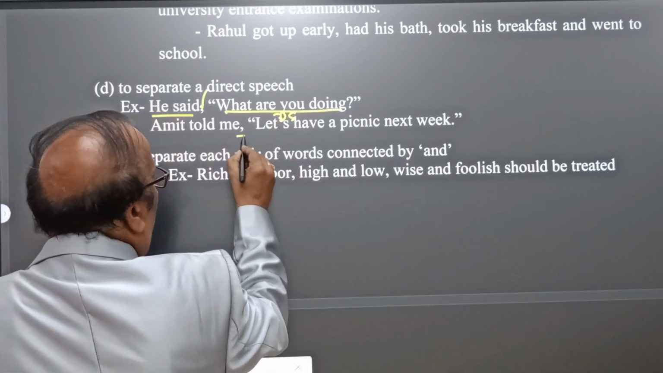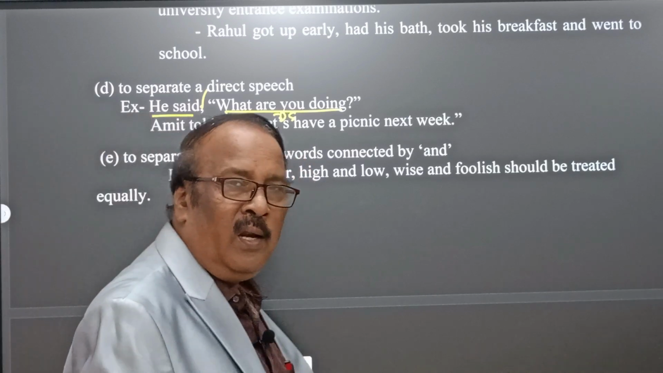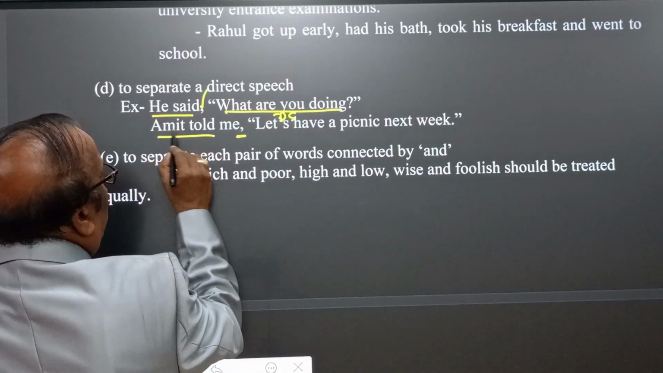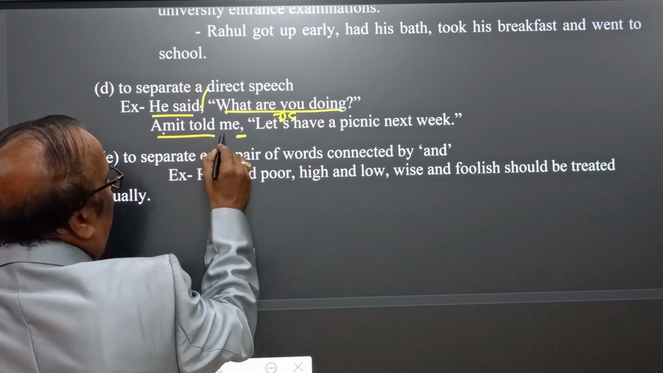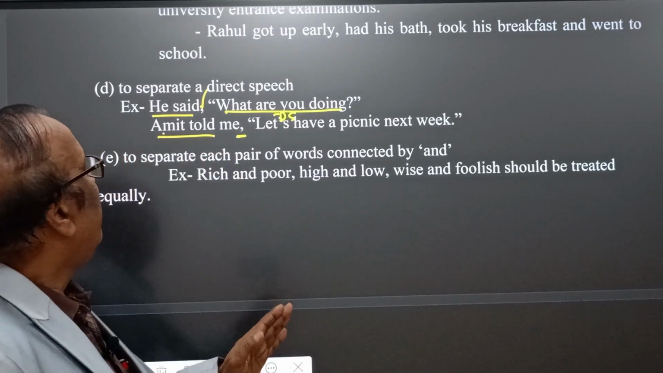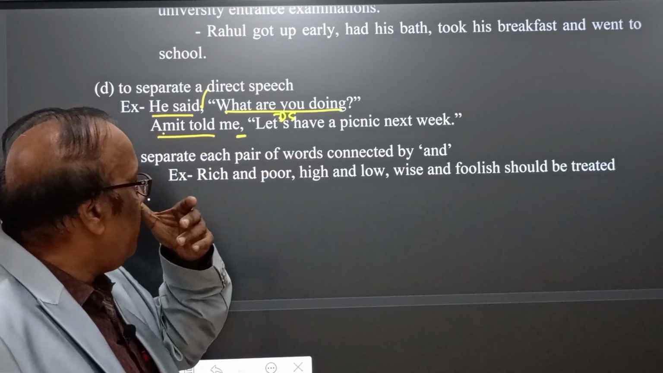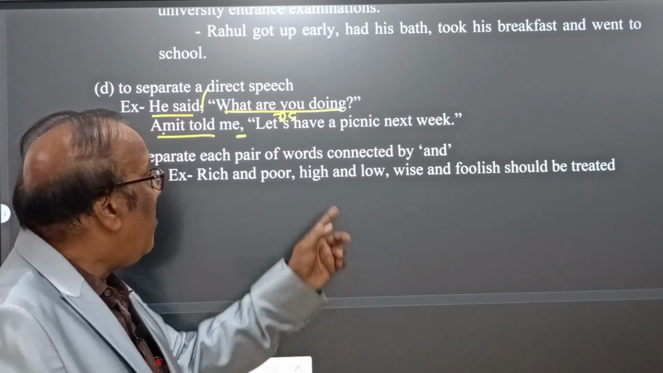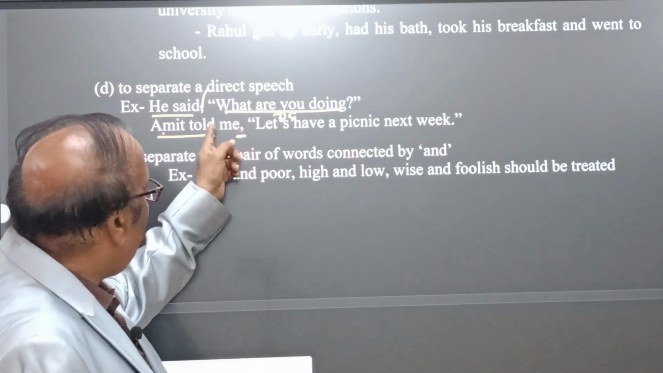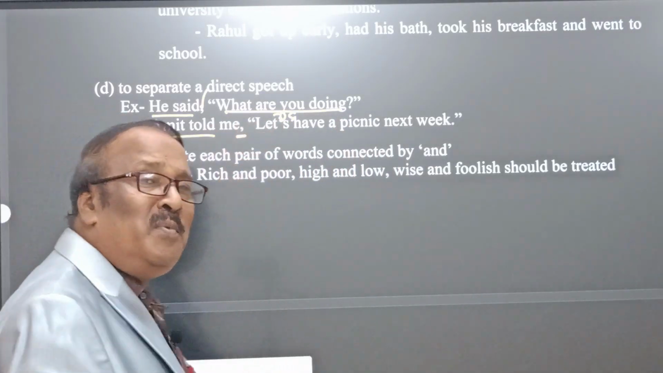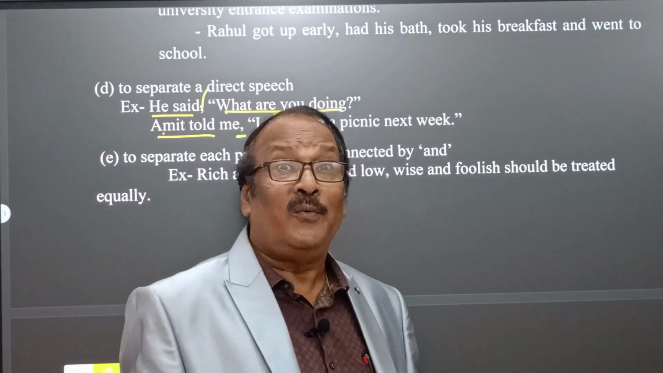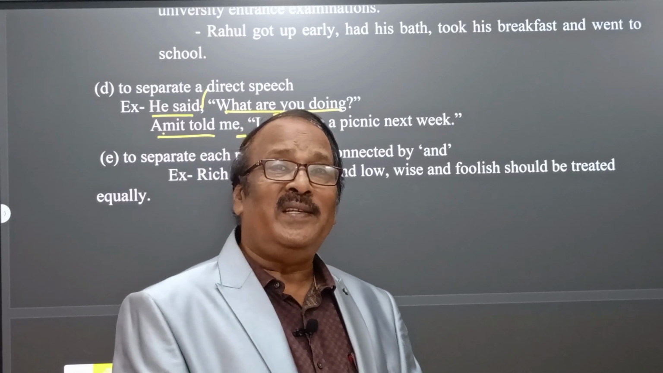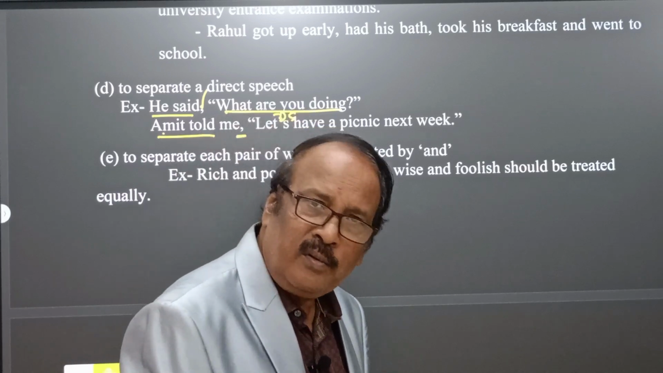Amit told me, comma, let's have a picnic next week. This is direct speech, and here we find the speaker and the reporting verb. After that, Amit told me, let's have a picnic. This is an imperative sentence expressing a suggestion of going on a picnic. Yes, in between we find also a comma. This is very natural. But without the comma, the sentence will be wrong, because here there is a pause, and for that sake we have to use a comma.